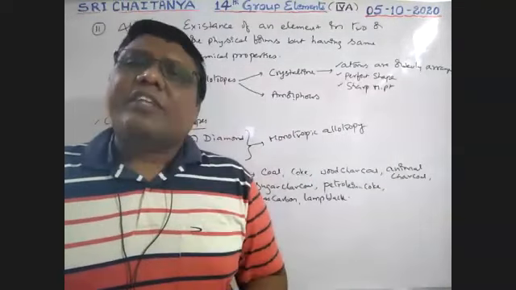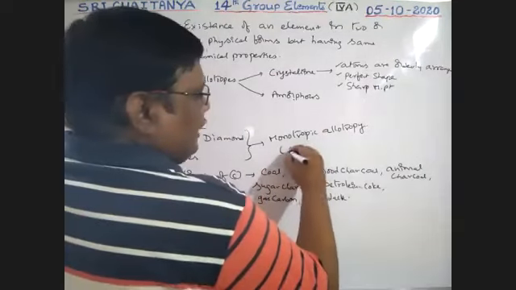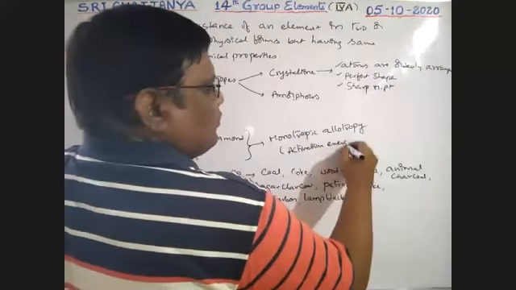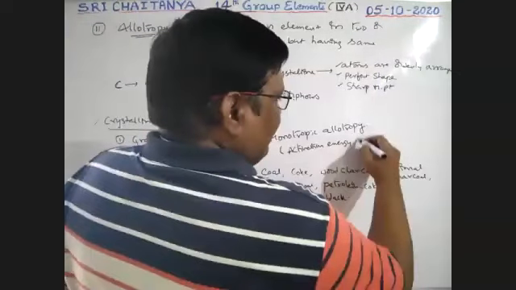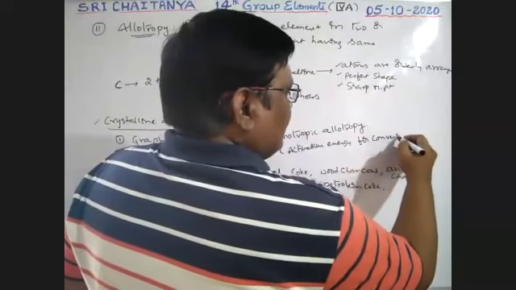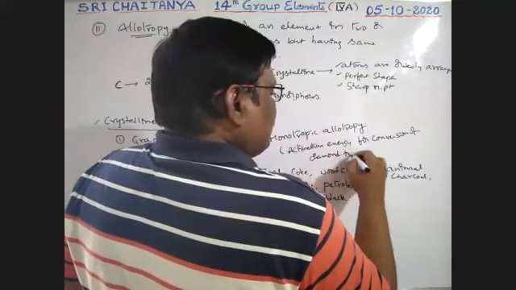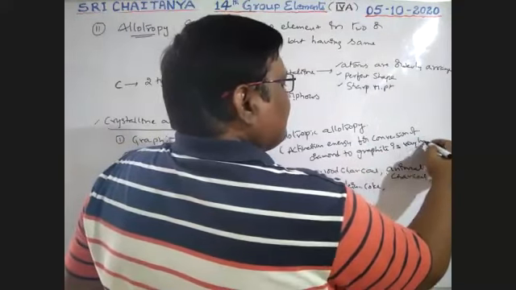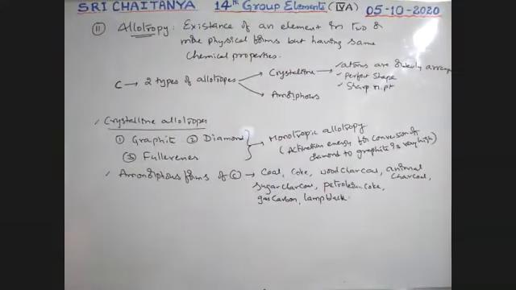But in case of tin, let us observe one by one. Note one point. The activation energy for conversion of diamond to graphite is very high. That is why it is not possible. So diamond to graphite is very, very high.